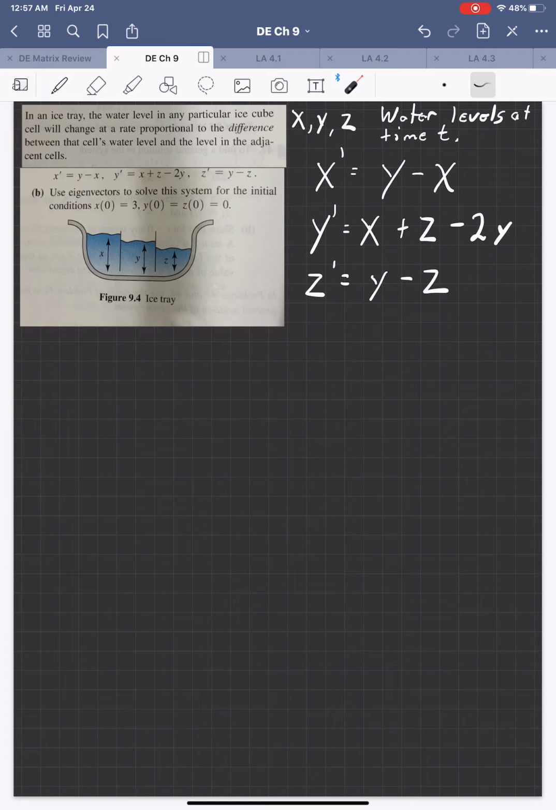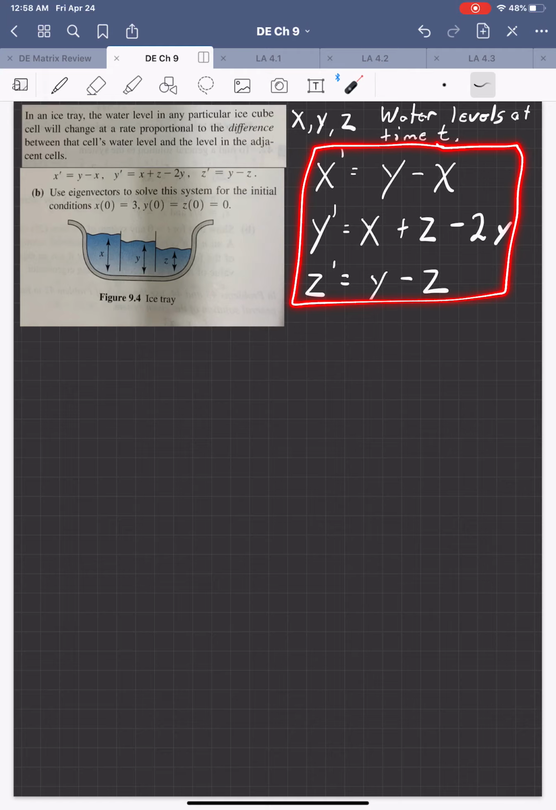All right, now they tell us the relationship of dx/dt, dy/dt, dz/dt, without much elaboration. But what they're saying is, the change in water level for cell X is basically going to be equal to the water level in Y minus the water level in X. You can just imagine you have water pouring into this ice tray, and of course you're going to have some spillover, right? Certain cells are going to spill over into the other cells, you know how when you fill up an ice tray. But nevertheless, this is our system of differential equations.